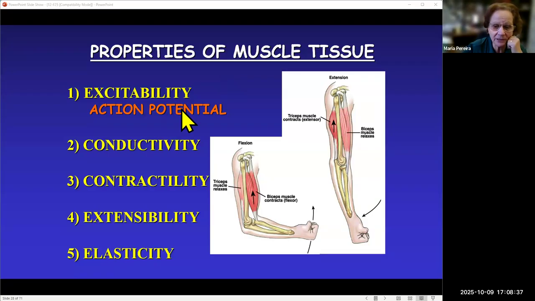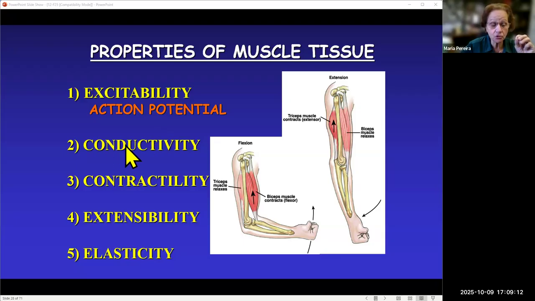So they're excitable. What does that mean? That means that if they are stimulated, they can generate an electrical current that's known as an action potential. This electrical current is generated by ions such as sodium and potassium. This property is also shared with neurons. Neurons and muscle fibers are the only types of cells that can be excitable. So when a particular stimulus activates those cells, they generate an electrical current or an action potential.